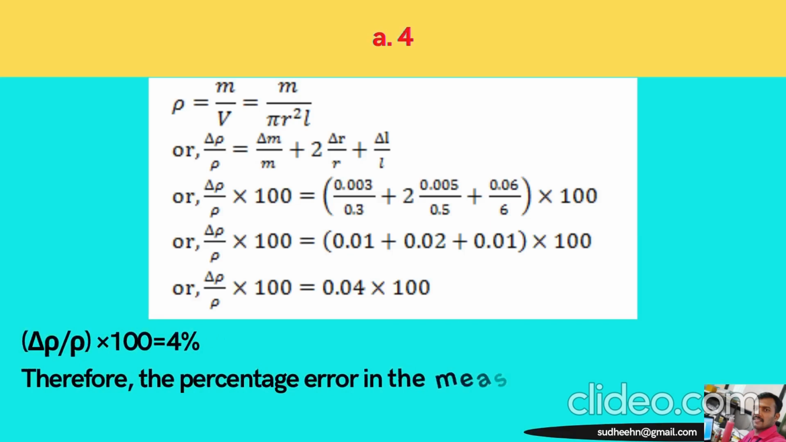That is by using the relation for density. We know density is equal to mass by volume. By taking the differentiation with respect to the respective elements, like with respect to density, with respect to mass, and with respect to radius and length, all variables, we get the relation del rho divided by rho into 100 is equal to 0.04 into 100, that is nothing but 4%. That is the right answer.